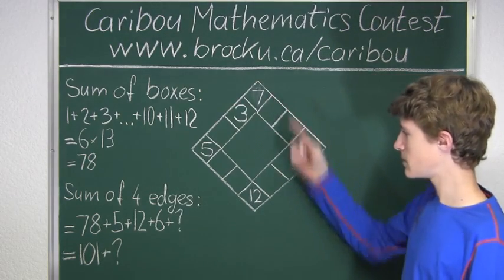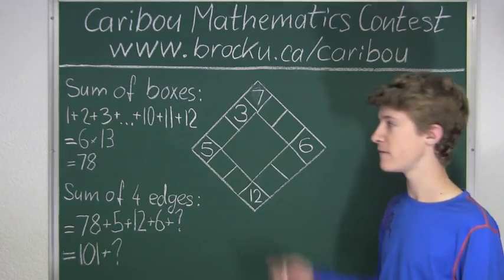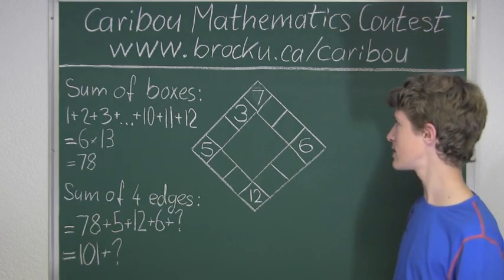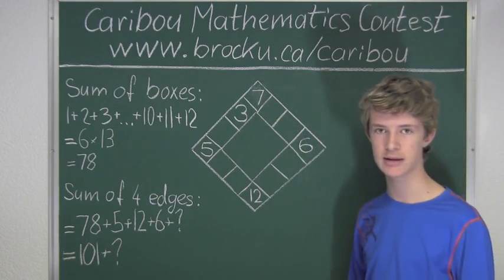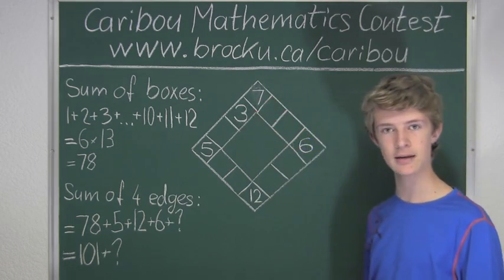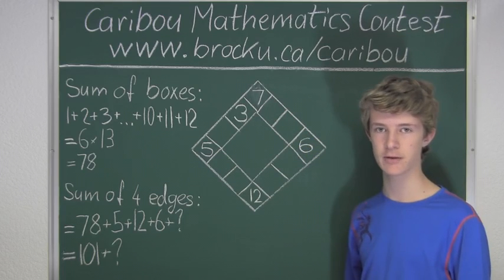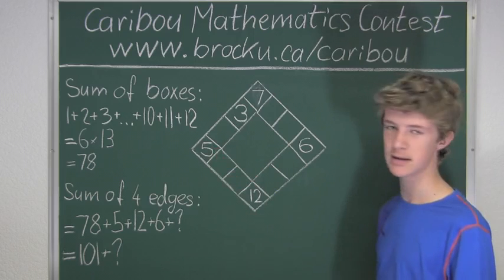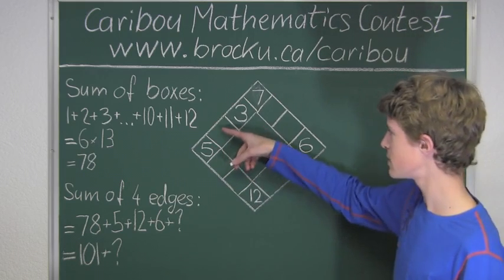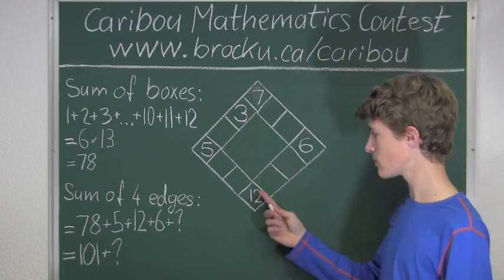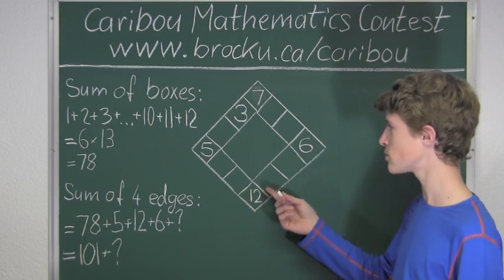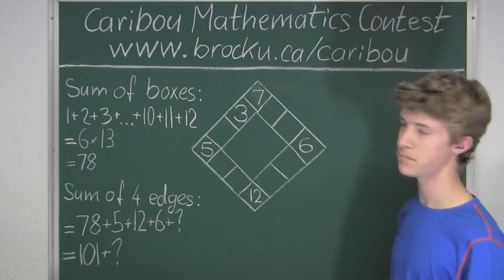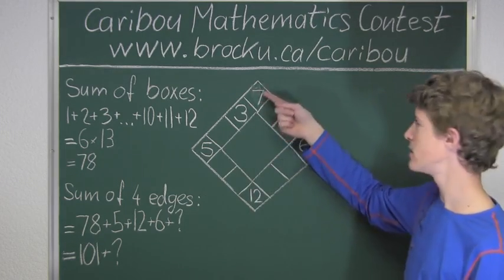So now we would have 108, and we would divide that by 4, since there are 4 edges, and that would give us 27. So each edge would total 27. We have 7 plus 3 is 10, plus 5 is 15. So we have 27 minus 15 is 12. That would mean that this number here would have to be 12. But if you look over here, we already have 12 in this corner. So it cannot be 12 here, and therefore 7 cannot be the mystery number, the number in this corner.